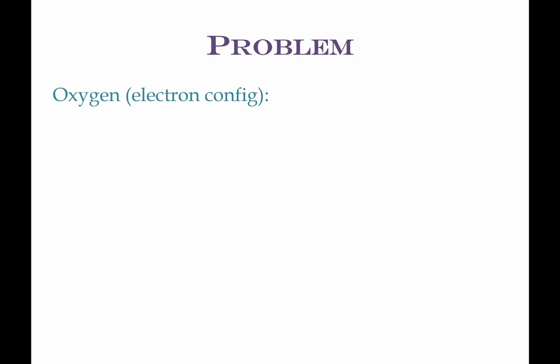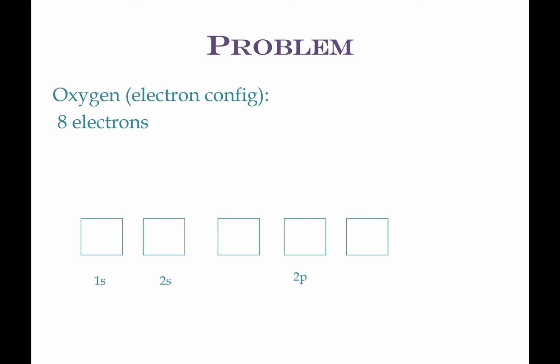Next up is oxygen. I want you to pause it and try it. So oxygen has how many electrons? 8, correct. So we put up our boxes. This is the orbital box notation. So then we just fill 1, 2, 3, 4, 5, 6, 7, 8. So we would have 1s 2, 2s 2, 2p 4.